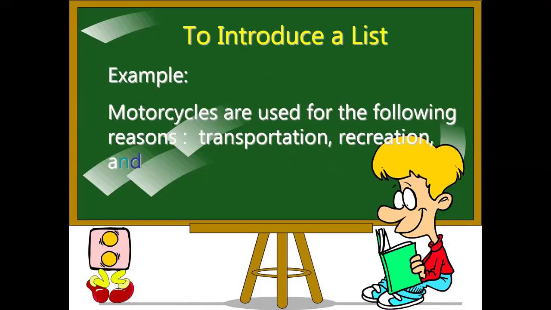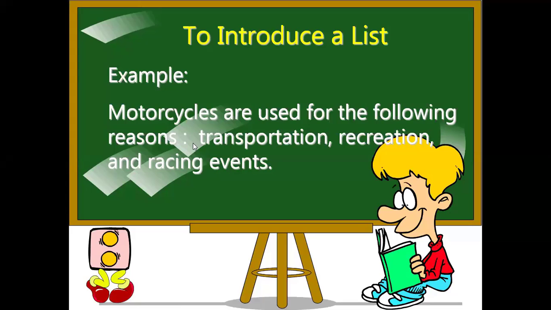Shanila, go ahead and read this sentence. To introduce a list, example: Motorcycles are used for the following reasons: transportation and recreation and racing events. Okay. Now see, there is a colon. So here you see a colon. Now here you see a space. It's a mistake. Okay. So you don't have to give a space here.